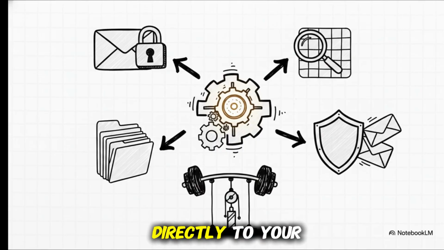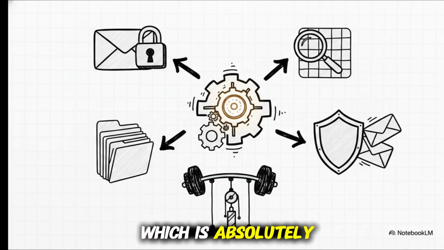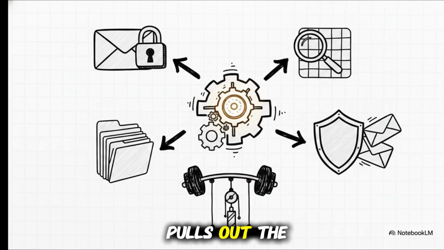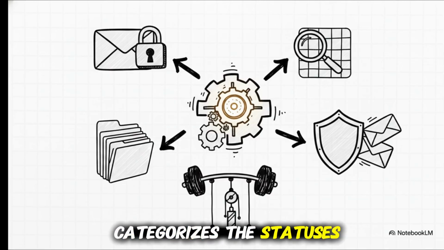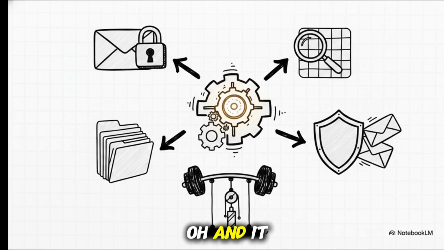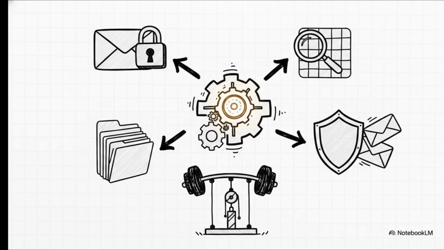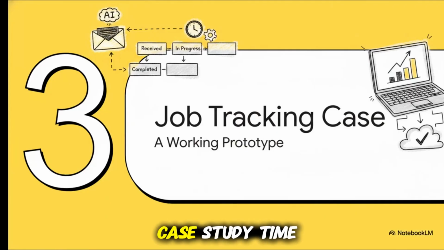First, it connects directly to your inbox, but it does it using a strictly read-only model, which is absolutely crucial for security. It automatically spots workflow-related emails, pulls out the key data, categorizes the statuses, and updates your dashboards. Oh, and it actively prevents duplicates while doing all of this. It essentially takes over all the manual heavy lifting, completely removing that tedious administrative burden from your plate. All right, Section 3, case study time, focusing on job tracking.